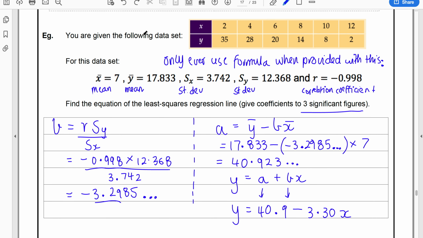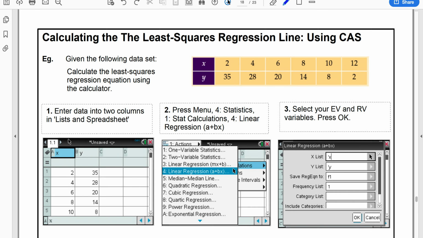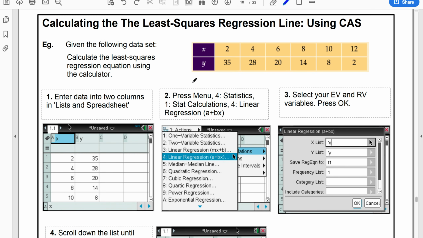The reason that it's there really is only because we're going to use that same data with the next method of finding it. So I'm going to use this same data with the calculator method, just so that we can compare and we can see that we do generate actually the same thing. So generally you wouldn't have the data, you'd be given this stuff here, and you'll use that formula to find that equation. Okay, the most common way that you're going to find your least squares regression line is using the calculator.